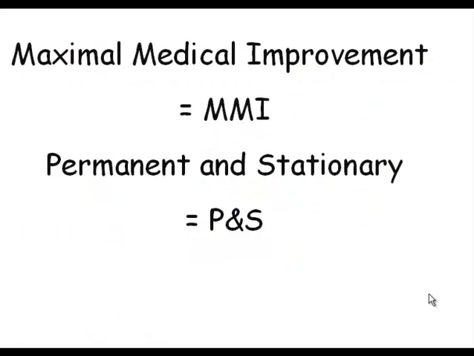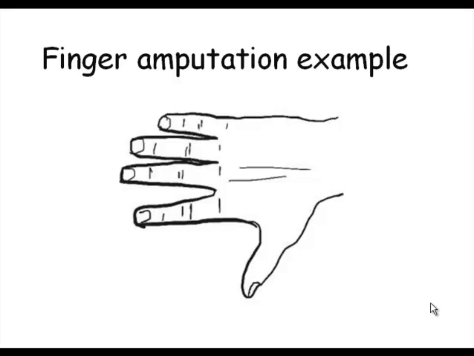Maximal medical improvement, or MMI, is the same as permanent and stationary, which is PNS. The MMI is the medical term and PNS is the legal term. The treating physician is the one who determines when MMI is reached. To illustrate MMI, consider that an employee gets a portion of his or her finger amputated while on the job.